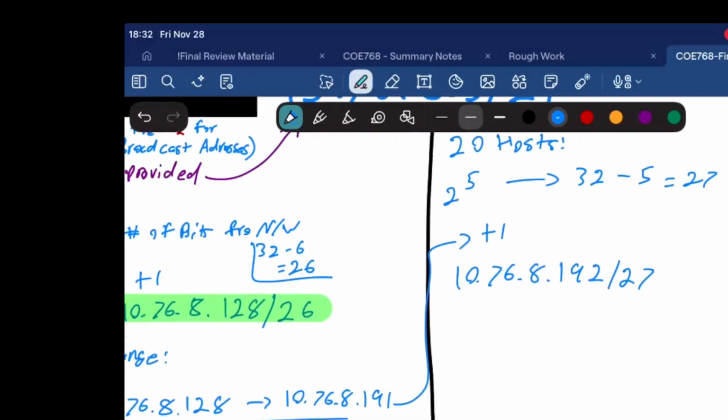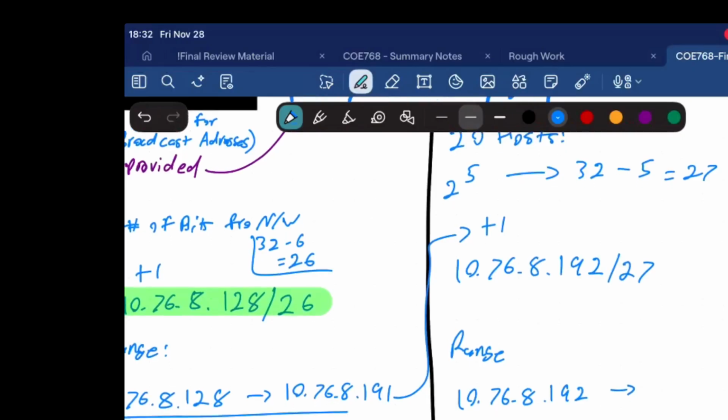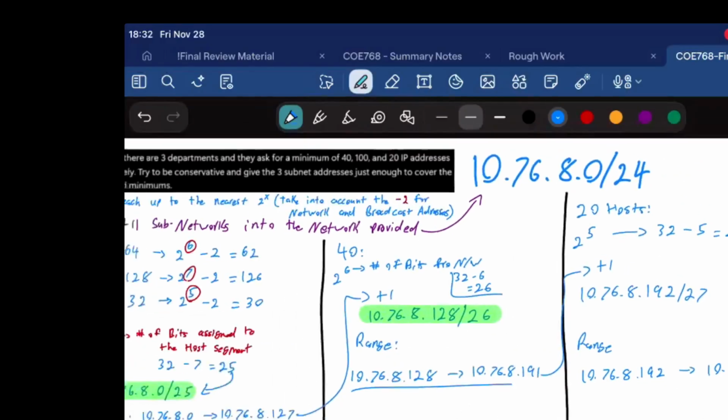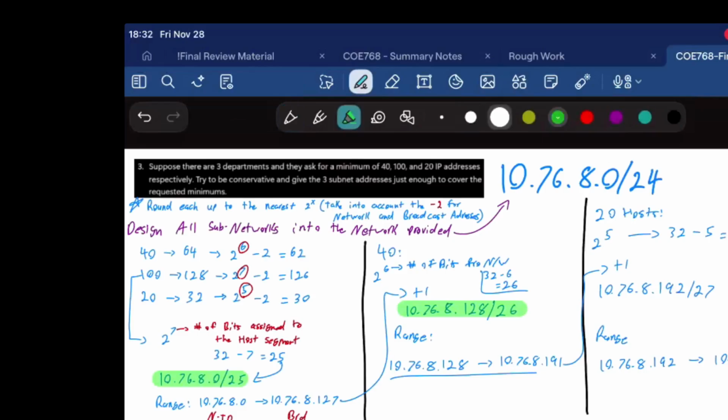And one final range calculation, we would start off at 10 dots, going all the way up to, now this time we'll do 31 in the addition. So we go up to 10.76.8.223, if I'm correct, yeah. And once again, highlight our answer. So that is our final value that we would refer to.